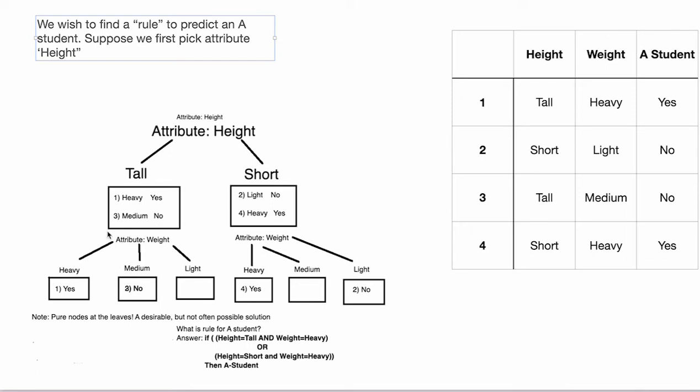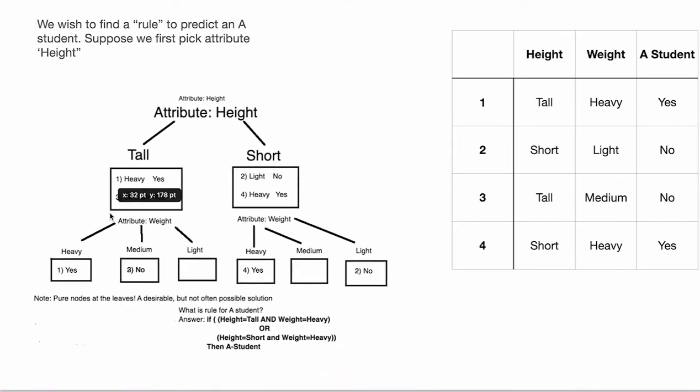And I notice what happens is instance number 1 comes down here to heavy, and yes, that is an A student. And instance number 3, that comes down here to medium, and that's a no. So all of these instances have now made it down to here, and I've got pure nodes. Likewise, if I come over here to short, I can see that instance number 2 is light, and that's a no. So I come over here to light, and I note that there's a no over here.